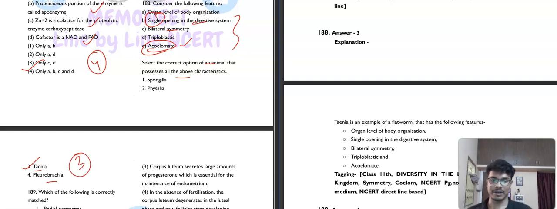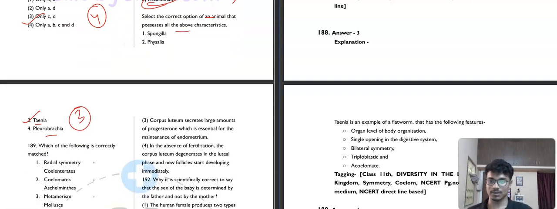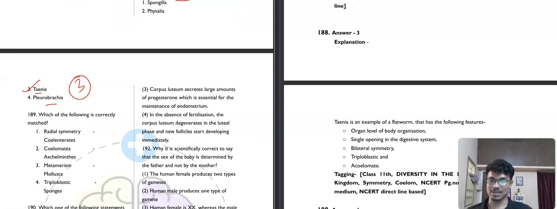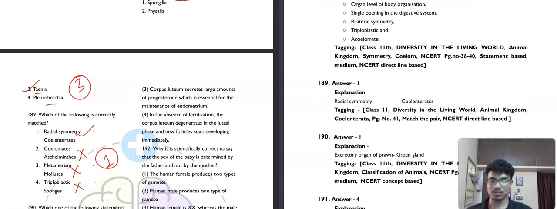Then question number 189. Which of the following is correctly matched? Radial symmetry, Coelenterata, yes, correct. Coelomate, acoelomate means not correct. Metamerism, Mollusca, no. Then triploblastic sponges, no. The first option is the correct statement. Again, question number 190.